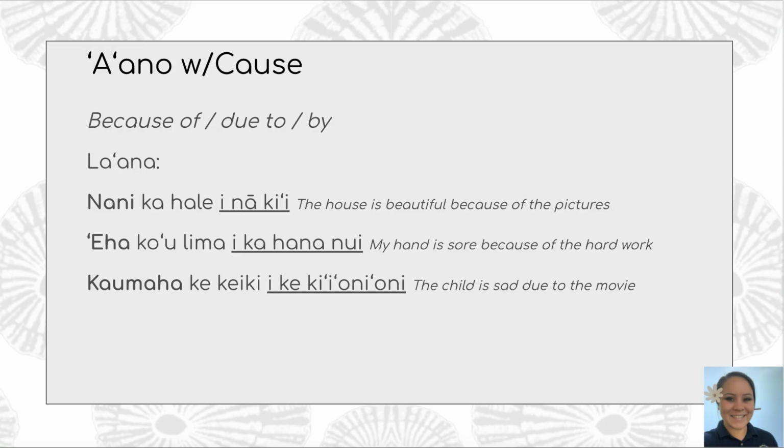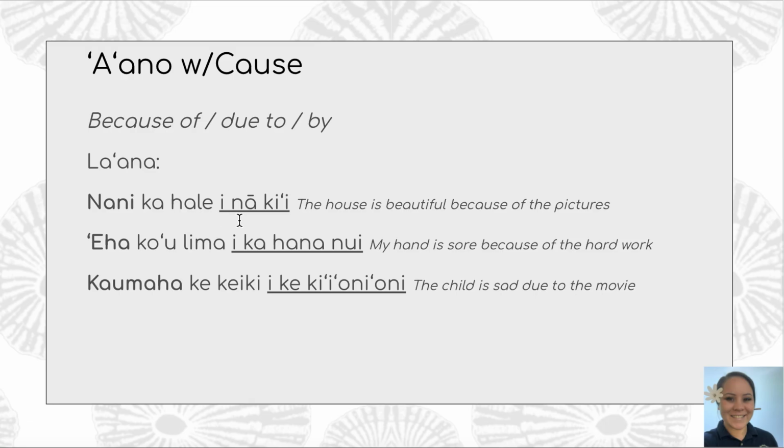So our ano with a cause sentence structure. So as we know, ano is a state of being or a result of something. In this sentence structure, we will look at the state of being or the ano and what caused it, yeah, or again, because of, due to, or by. And some examples of ano with a cause sentences.